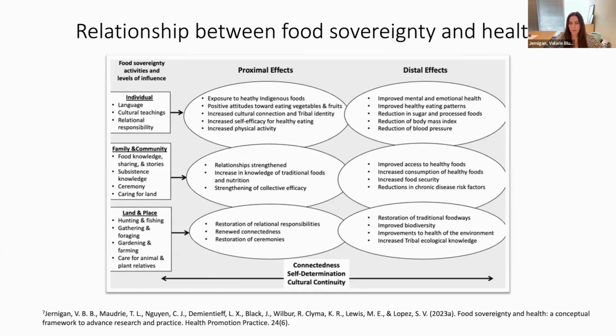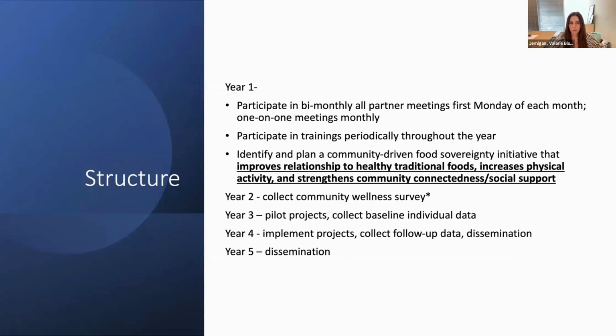We propose that connectedness is really what reinforces the food sovereignty activities, and self-determination and cultural continuity are really the mechanisms of action, so to speak, here within this framework. So the structure of the CIAT, it's a 5-year project, and we are just about finished with year 1.